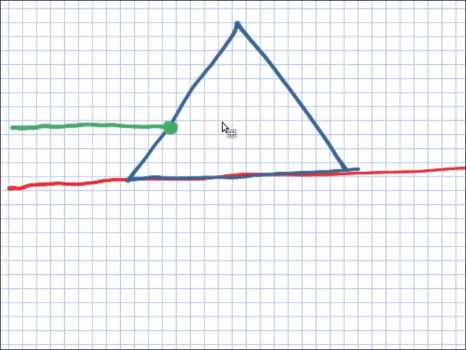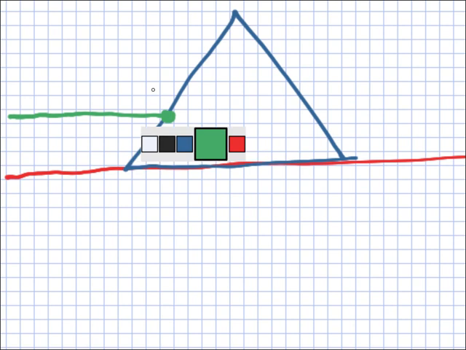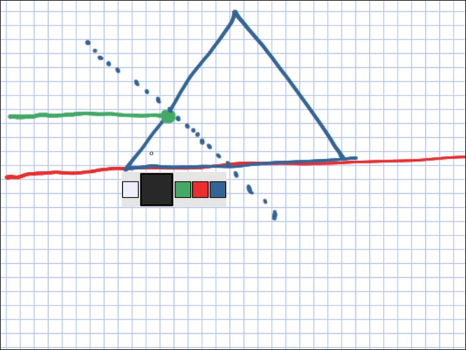Okay, let's take this step by step. My first job is I want to figure out this angle here. Now, there's some angles we do know. Do we know these angles? What are they? For an equilateral triangle, that would be 60 degrees. 60, yeah. So that's 60.